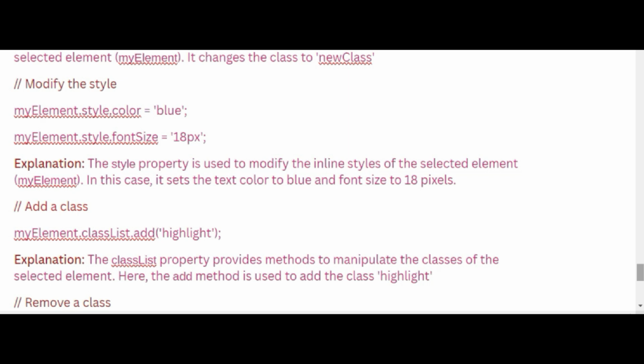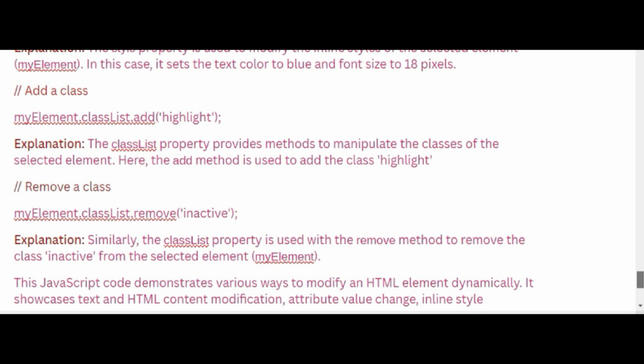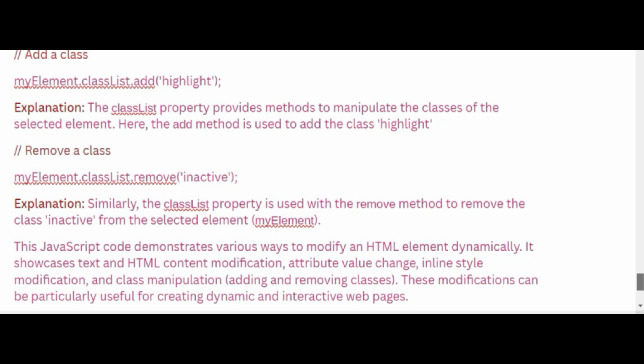Now we add a class: myElement.classList.add('highlight'). Explanation: the classList property provides methods to manipulate the classes of the selected element. Here the add method is used to add the class highlight. Remove a class: myElement.classList.remove('inactive'). Similarly, the classList property is used with the remove method to remove the class inactive from the selected element, myElement.